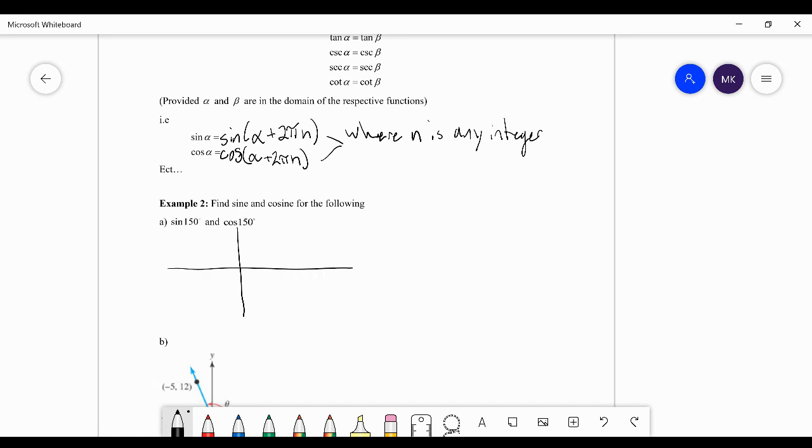Okay, so 150 degrees. If we start here and go to here, that's 90. If we go all the way back to the x-axis, it's 180. So we're going to be about here. This is 150 degrees. If that's 150, what's this? Well, that's going to be 30 degrees, right? Because the two combined give us 180. Okay. So this is going to be really nice.